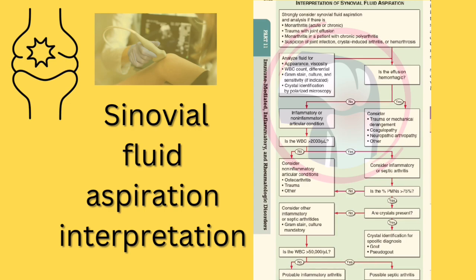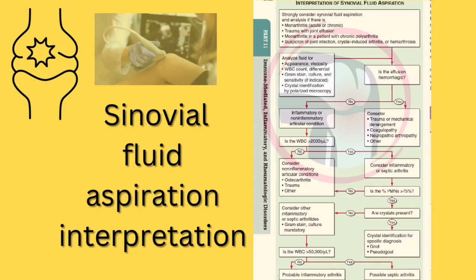If there are no crystals but there are features of inflammation, like the WBC count is high and neutrophils more than 75%, but there are no crystals, then we will have to do the gram stain, Zn stain and culture, and we will also have to do ADA.